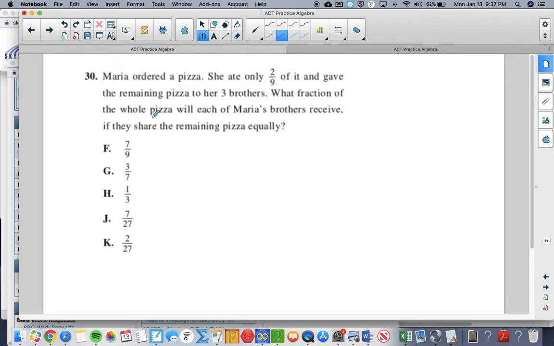This question actually goes back to 4th grade. Maria ordered a pizza. She ate only 2/9 of it and gave the remaining pizza to her brothers. What fraction of the whole pizza will each of Maria's brothers receive if they share the remaining pizza? I'm not going to draw a picture, but she gave them 7/9 of the pizza because she ate 2/9, so there's 7/9 remaining. And then they each get to keep 1/3 of it. So what fraction of the whole pizza will each of the brothers receive?